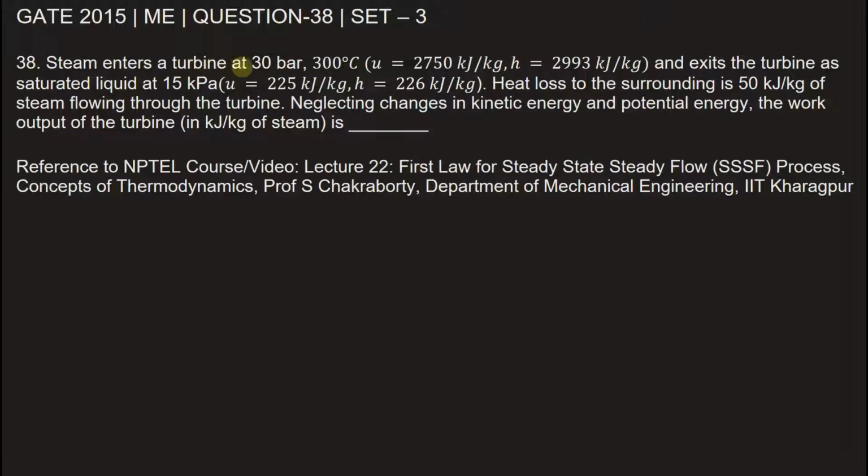Steam enters a turbine at 30 bar and 300 degrees Celsius where U is equal to 2750 kilojoule per kilogram and H is equal to 2993 kilojoule per kilogram, and exits the turbine as saturated liquid at 15 kilopascal where the internal energy is 225 kilojoule per kilogram and the enthalpy is 226 kilojoule per kilogram. The heat loss to the surrounding is 50 kilojoule per kilogram of the steam flowing through the turbine.